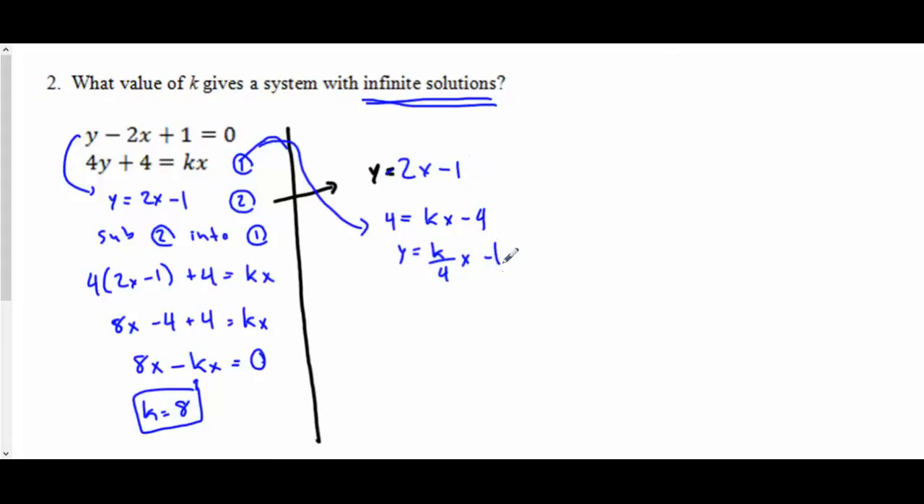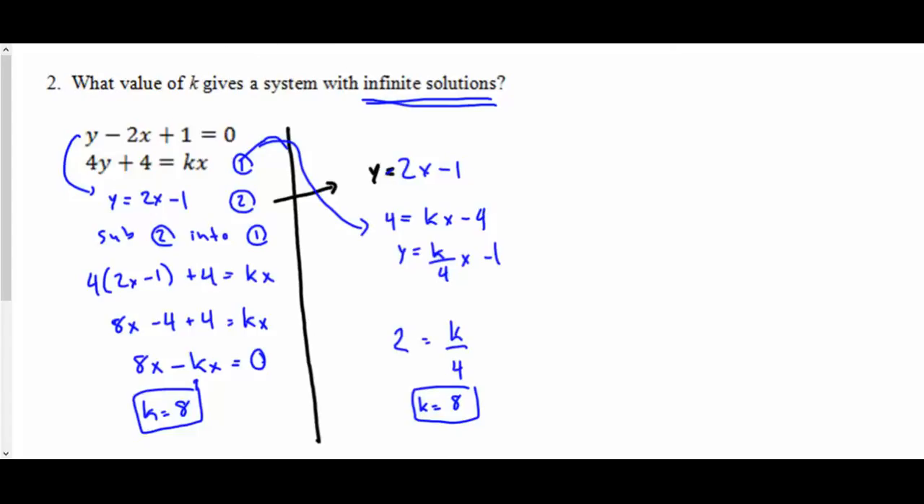So we can see they have the same y-intercept, which would be perfect if I'm trying to have two lines that are in the same place. And I have to think now, what k value would give me the same slope here? So if I want these slopes to match, that means that 2 has to be equal to k over 4, meaning that k has to be equal to 8, right? Just like we previously saw. So if k equals 8, then both of these equations have the same slope, and since they also have the same y-intercept, then we'd have two lines with infinite solutions.